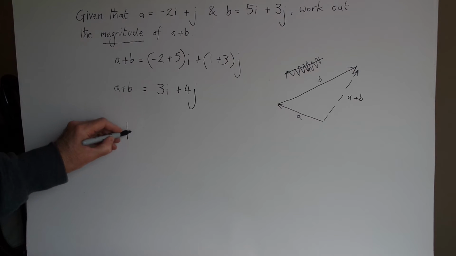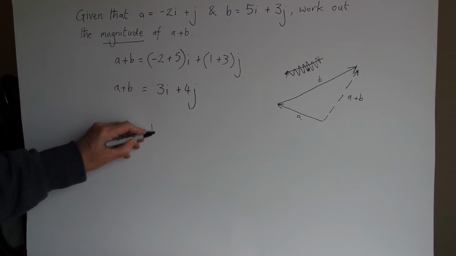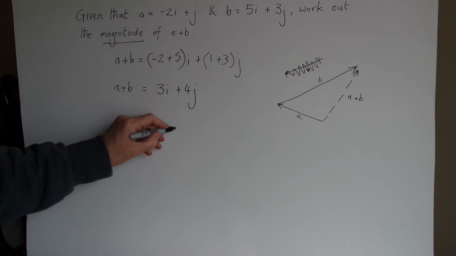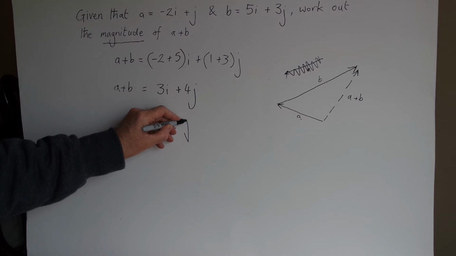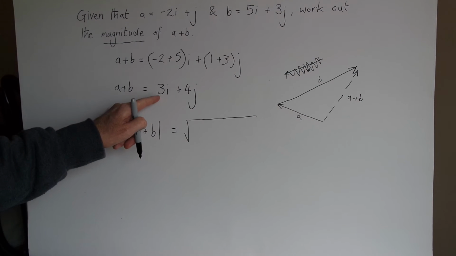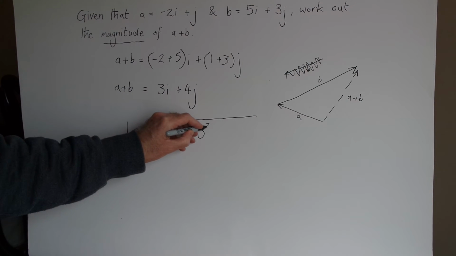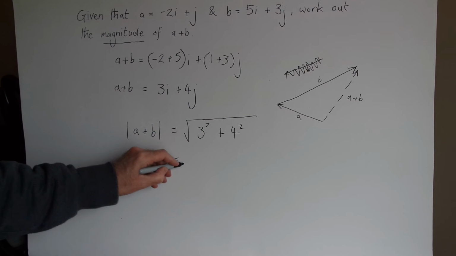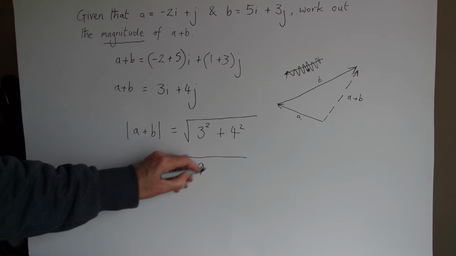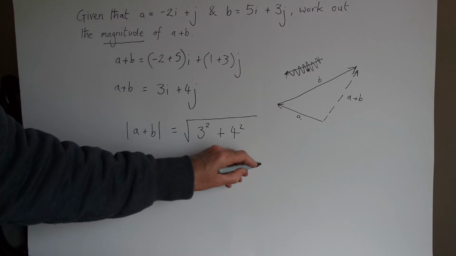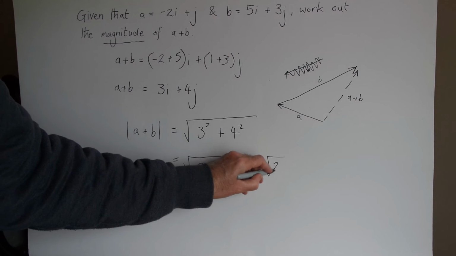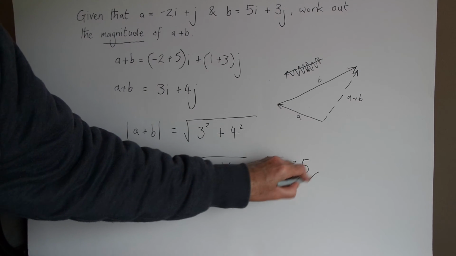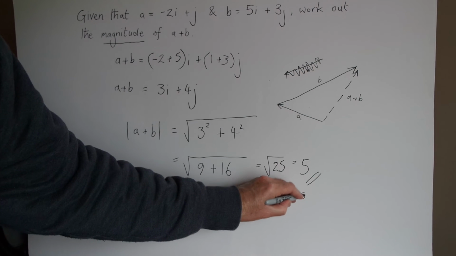So the magnitude of A plus B, and remember that these two vertical lines mean magnitude, and we use Pythagoras to work that out. So what we do is the square root of 3 squared plus 4 squared, which is the square root of 9 plus 16, which is the square root of 25, which is equal to 5. So that's our answer.